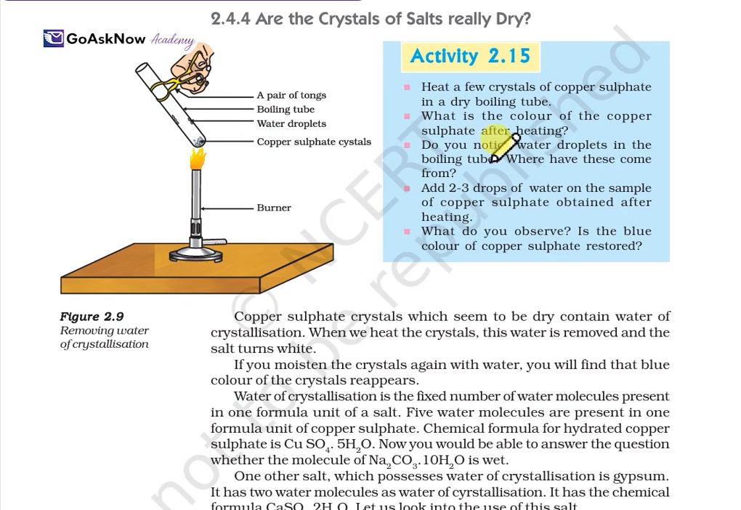Now, are the crystals of the salt really dry? For this we have to do one activity: heat a few crystals of copper sulfate in a dry boiling tube. What is the color of the copper sulfate after heating? Do you notice droplets in the boiling tube? Where have these come from? Add 2-3 drops of water on the sample of copper sulfate after heating. What do you observe? You have to find out and write it down in the activity.